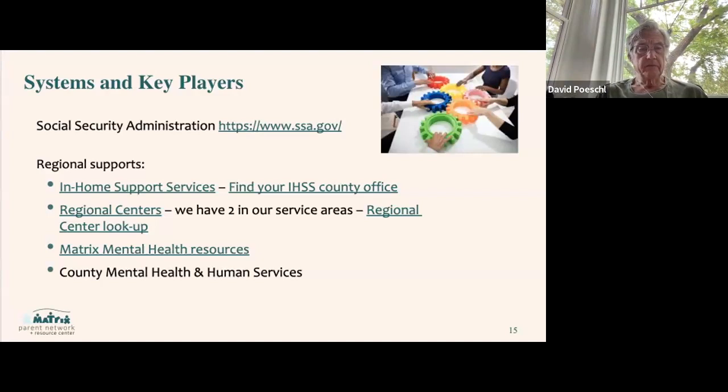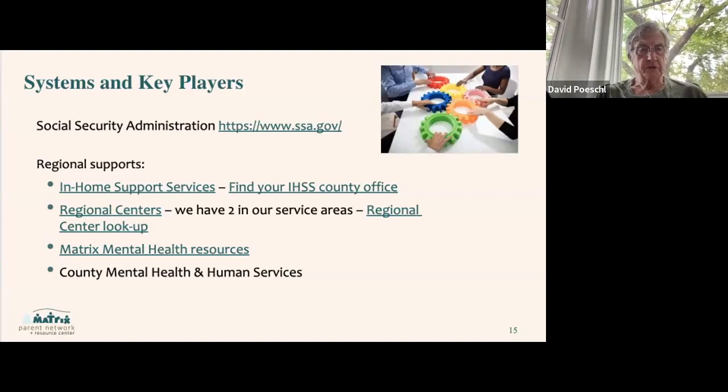A lot of you may have children that are in the regional center. We work pretty closely with them. We get a lot of referrals from them asking us to help with their services. We also get a lot of referrals from places like Kaiser and other medical facilities for parents needing help. And then county mental health and human services.